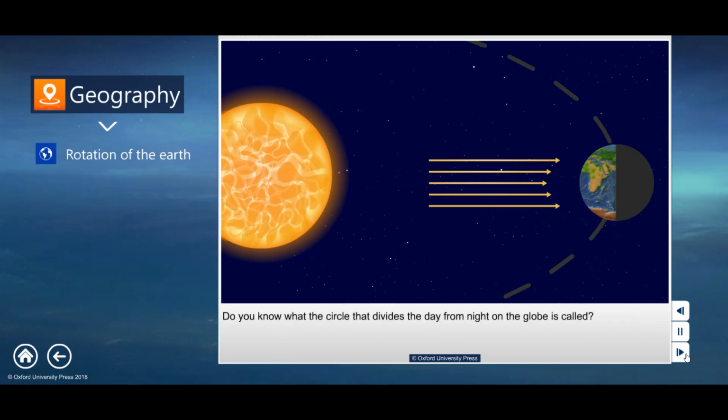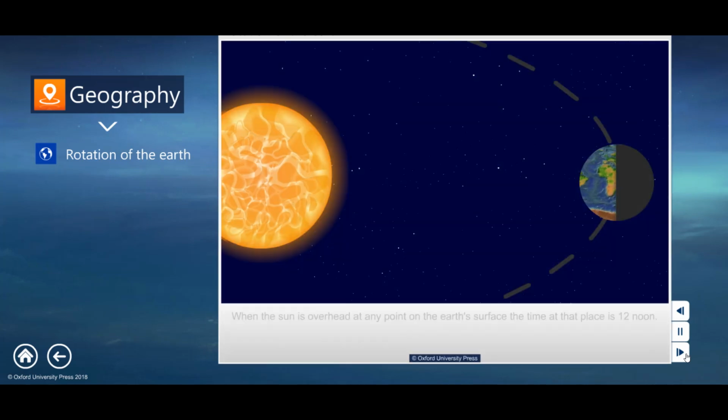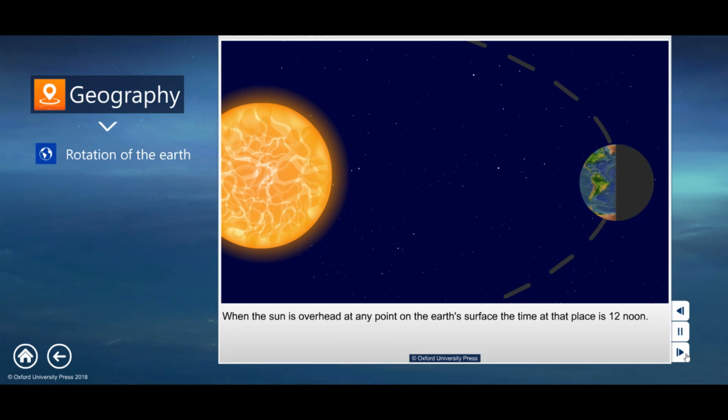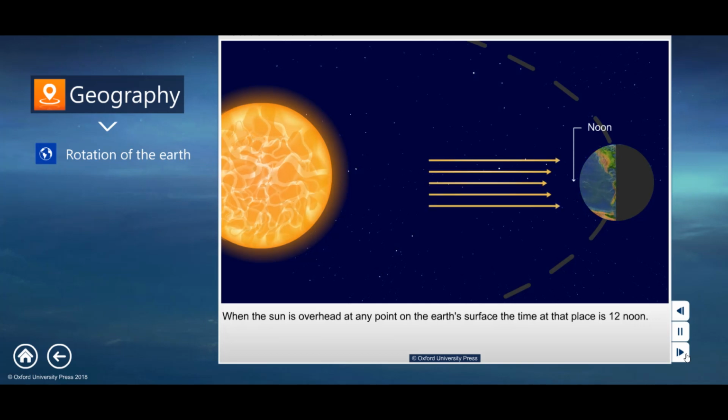Do you know what the circle that divides the day from night on the globe is called? It is called the Circle of Illumination. When the Sun is overhead at any point on the Earth's surface, the time at that place is 12 noon.